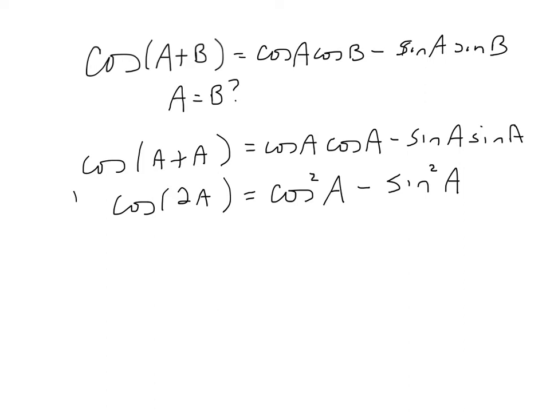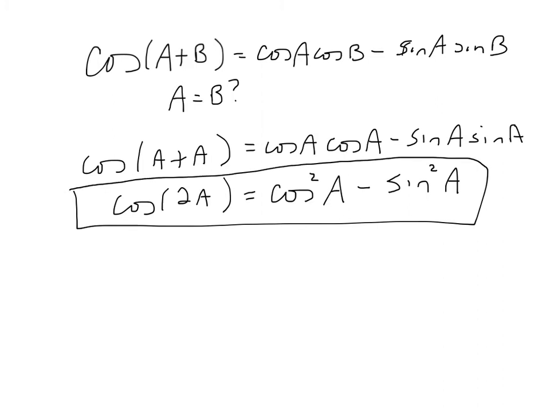Okay. What I'm going to do now is manipulate that into two other versions, because I also learned about the Pythagorean identities, and the Pythagorean identities allow me to substitute for sine squared of A or for cos squared of A. So let me take you to the next screen.